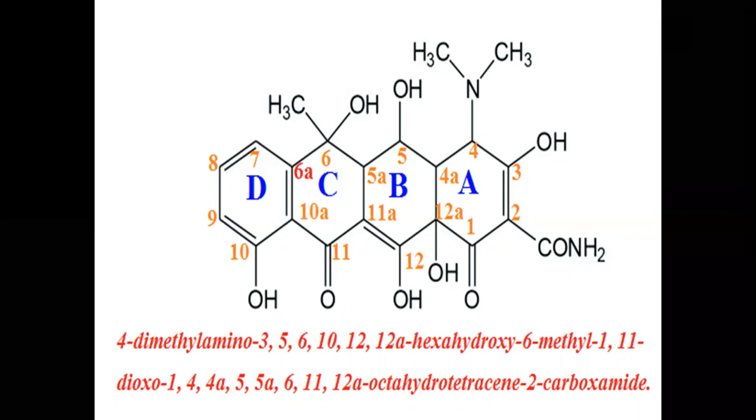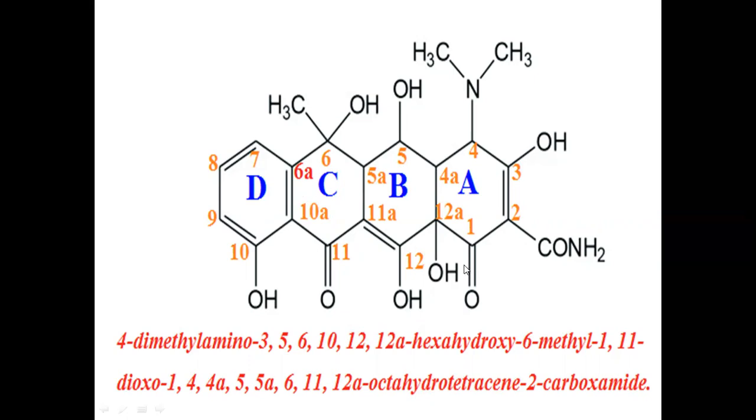Loss of activity is observed when the dimethylamino group is removed. Remember, due to the presence of the dimethylamino functional group at the 4 position, tetracycline forms a zwitterion. Due to the formation of the zwitterion, tetracyclines are easily distributed throughout the body, and removal of this dimethylamino functional group leads to loss of antibacterial activity. Is it understood?